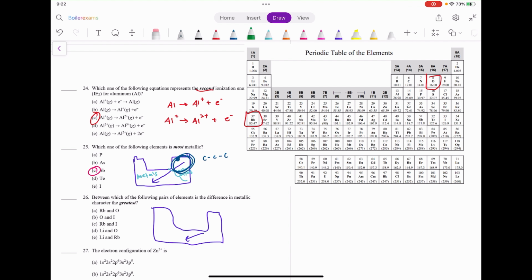Okay, oxygen and iodide, those are pretty close. It's definitely not B. RB and iodide. Okay, those are pretty far away, but oxygen is, I guess, less metallic in a sense than iodide. So I'm going to say A is still a better choice. Lithium and oxygen. Rubidium, I think that's what RB is. Rubidium is more metallic than lithium, so I'm going to say it's not D. And then lithium and rubidium, those are both metals, so there's not as big of a gap. 26A.